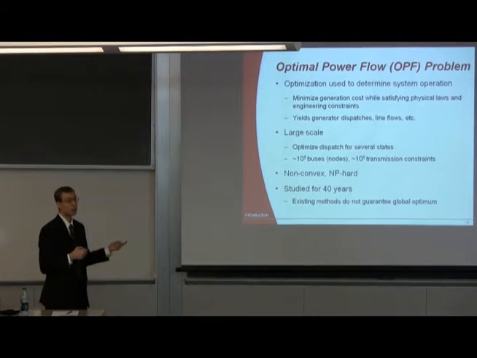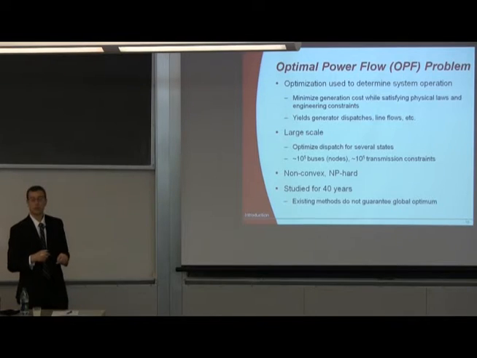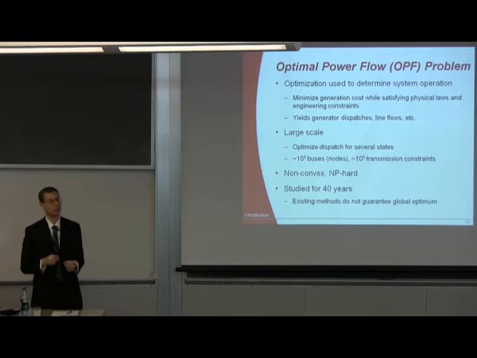So next we move into the optimal power flow problem. Here's where we actually introduce an optimization problem. What we'd like to do is determine how to operate our system. What is the generator dispatch? How much are we going to ask each generator to produce?